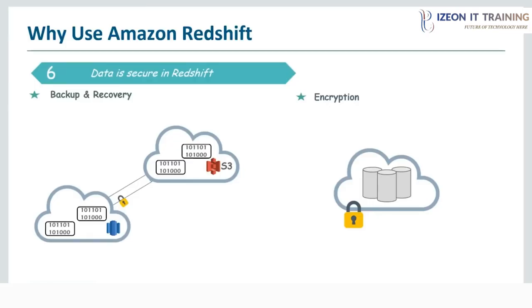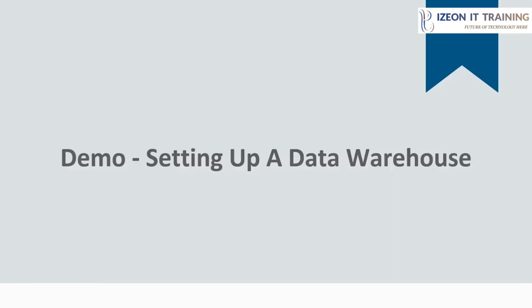So now you have a basic idea of its architecture, its various key concepts like clusters, nodes, leader node, node slices. Now it's time to work on a demo. In this demo, we'll see how to transport data from Amazon S3 to an Amazon Redshift data warehouse and perform simple queries. So I hope that was clear to you guys.